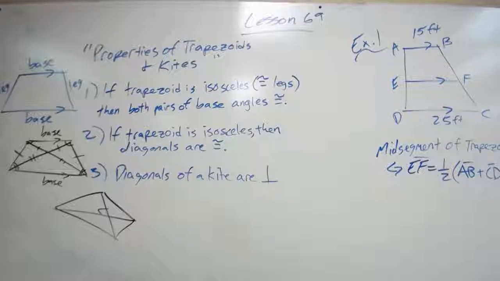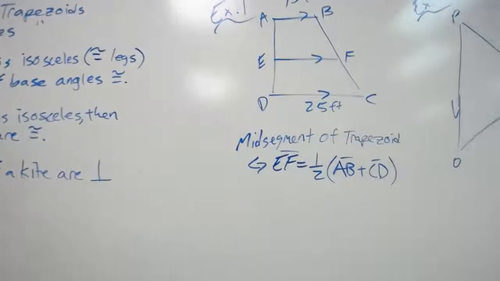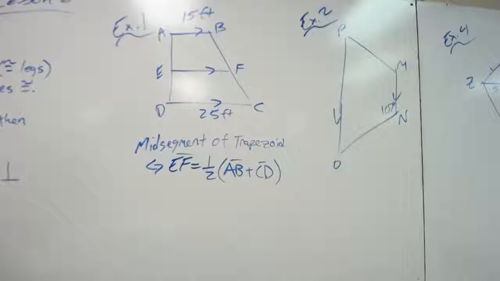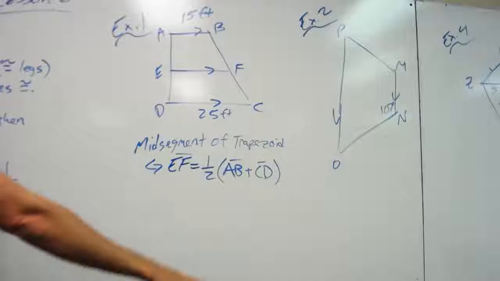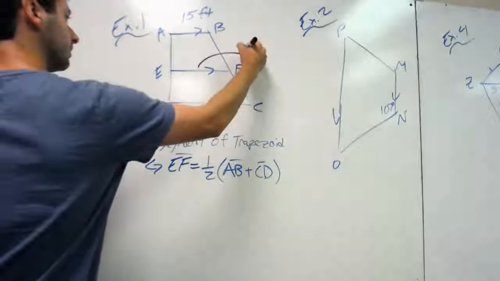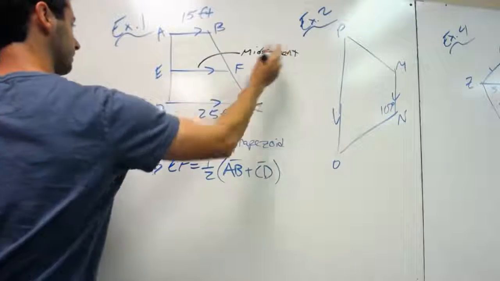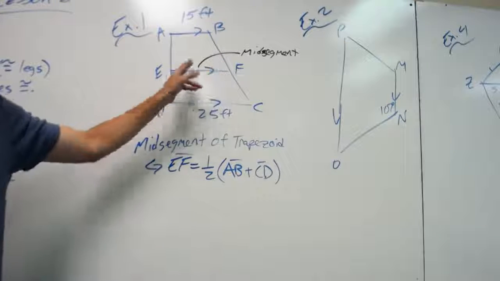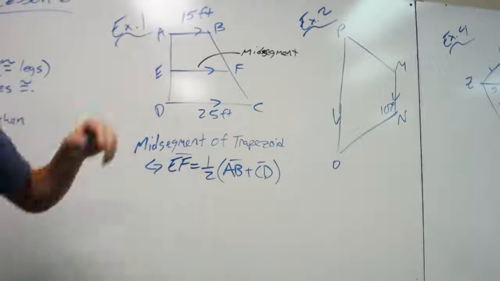They actually start by teaching a mid-segment of a trapezoid. And so a mid-segment of a trapezoid is the segment whose endpoints are on the midpoints of the legs of the trapezoid. So here, EF is our mid-segment. And since these are parallel to each other, and it's going to the midpoints on each side, therefore EF is also parallel to DC and AB.